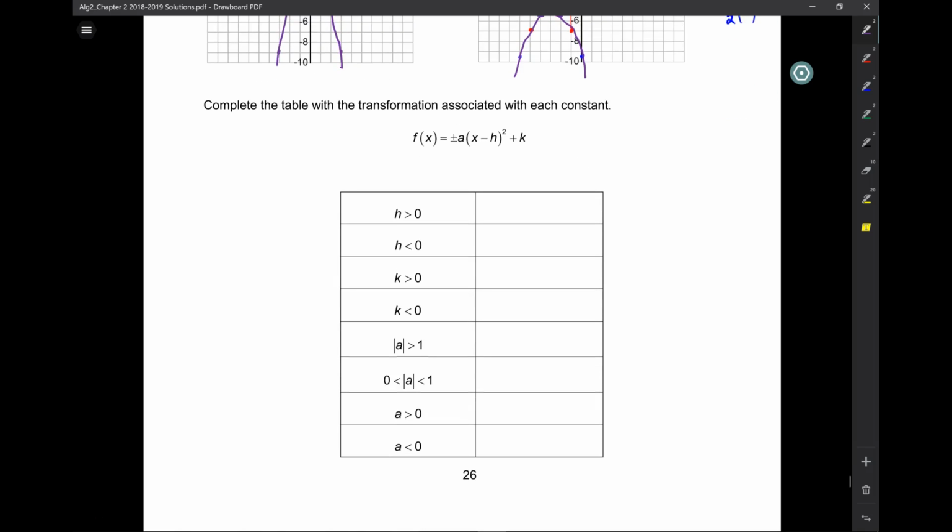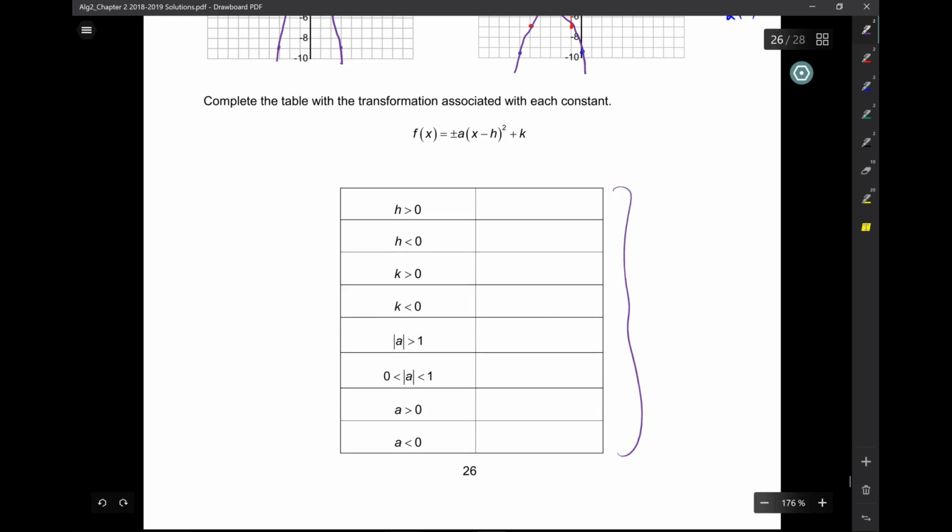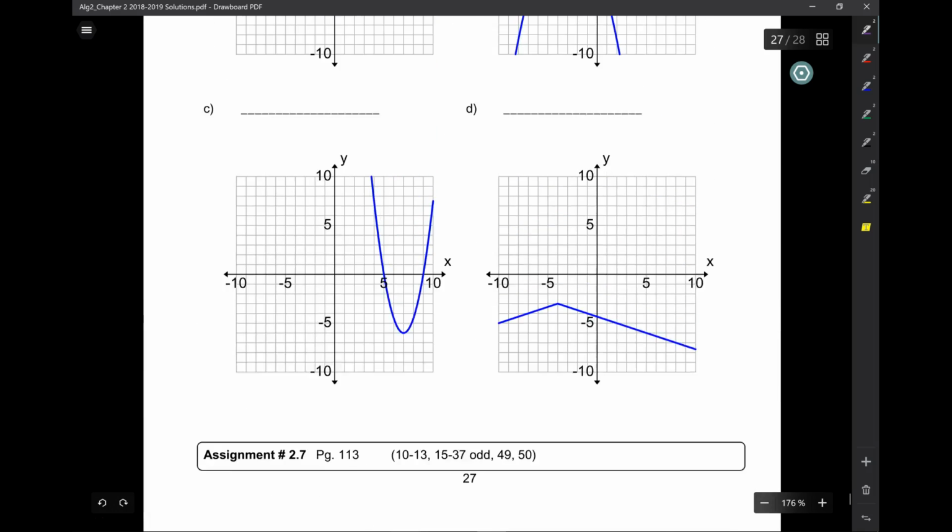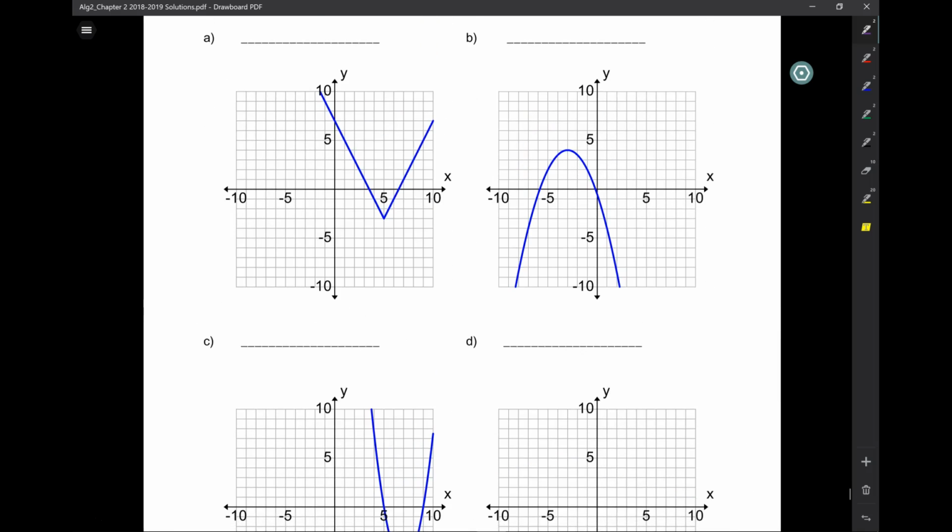Okay. Have you seen this chart before? Where? For the absolute values. Okay? Is anything here going to be different? No. And that's the whole point. That this whole thing is going to be the same as absolute value. And it'll be the same as any other function afterwards.